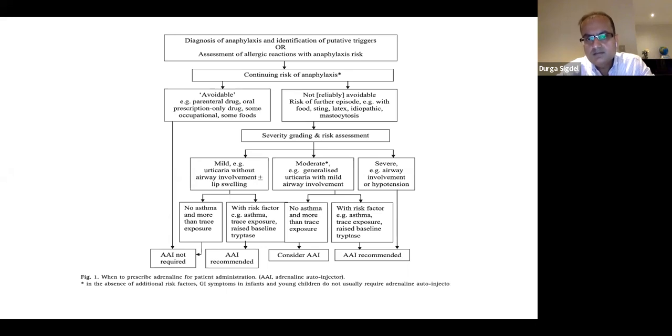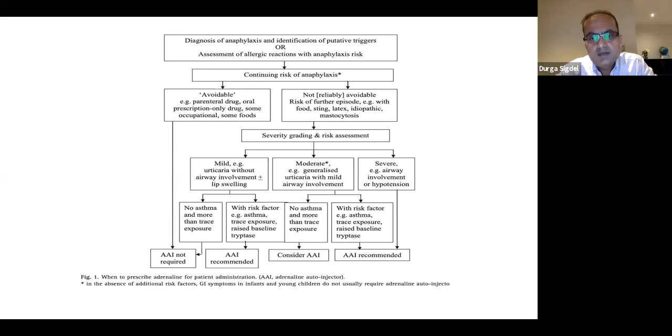So child does not have history of anaphylaxis, but a mild or moderate reaction. And what do you do in that case? So in that case, we need to do the risk stratification. And that is mainly determined by whether the child has got asthma or wheeze. If child has a mild to moderate reaction, but the child has got asthma or wheeze, and they already have a hyperreactive airway, in that case, we do prescribe EpiPen.